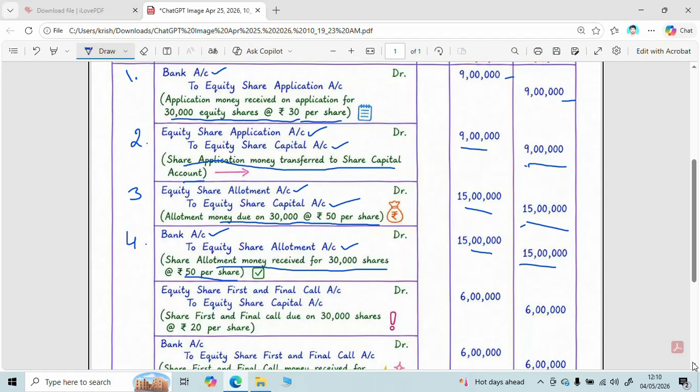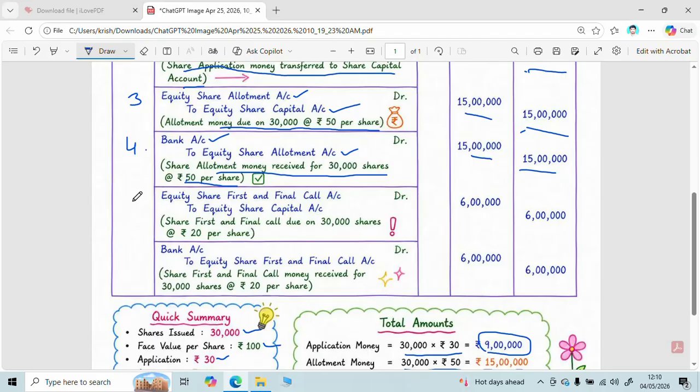The next entry is for first and final call money due. That is the fifth entry. For this transaction, we pass the entry as equity share first and final call account debtor to equity share capital account. Share first and final call due on 30,000 shares at the rate of 20 rupees per share. You have to write the narration like this. The total amount is 6 lakh rupees debit, 6 lakh rupees credit.